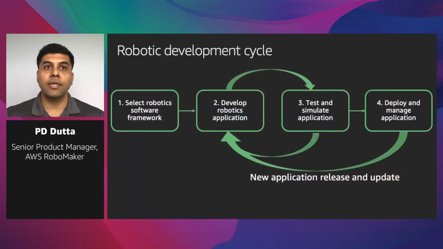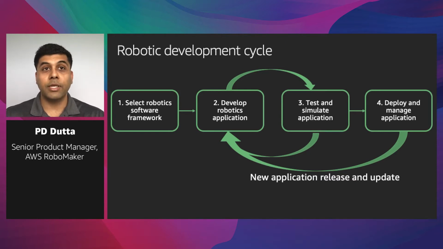To give you a general idea, robotics follows the same process you might recognize from the traditional and well-established software development processes. You select a software framework, you develop the application, you test the application, and then you deploy that application onto the robot.